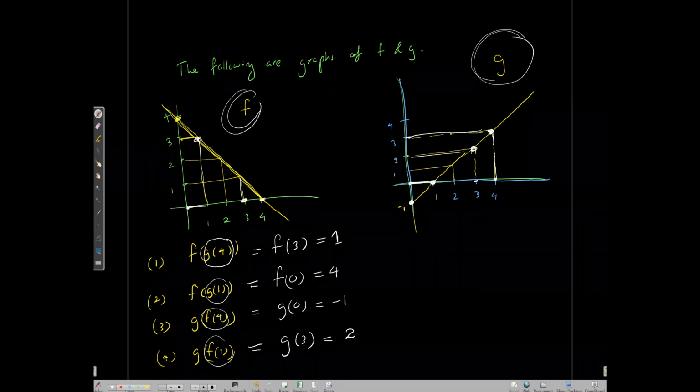And I think that's enough examples for composition of functions. And in my next video, we will be dealing with inverse functions. Thank you.